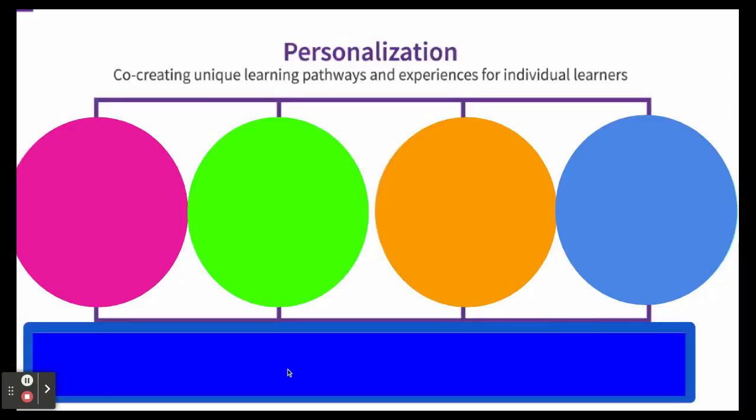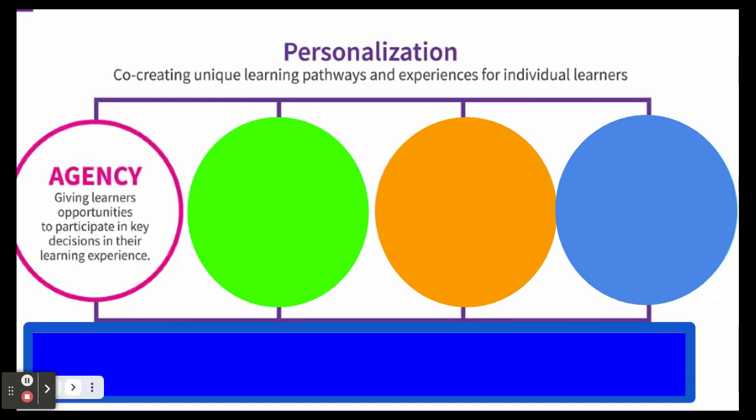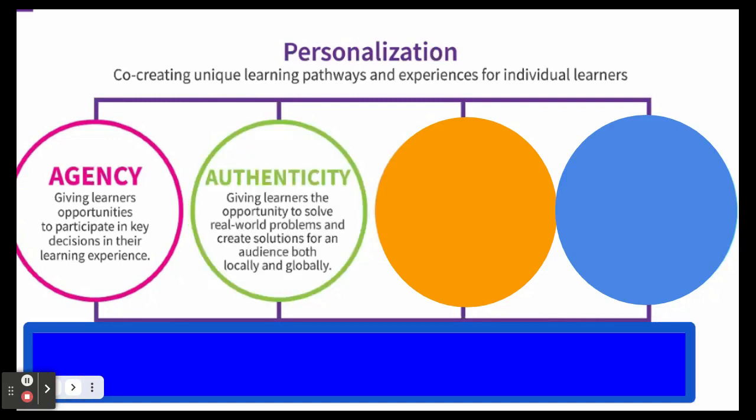According to Link Learning, using the following techniques helps personalize instruction by co-creating unique learning pathways and experiences for individual learners. Agency, giving learners opportunities to participate in key decisions in their learning experience. Authenticity, giving learners the opportunity to solve real-world problems and create solutions for an audience both locally and globally.